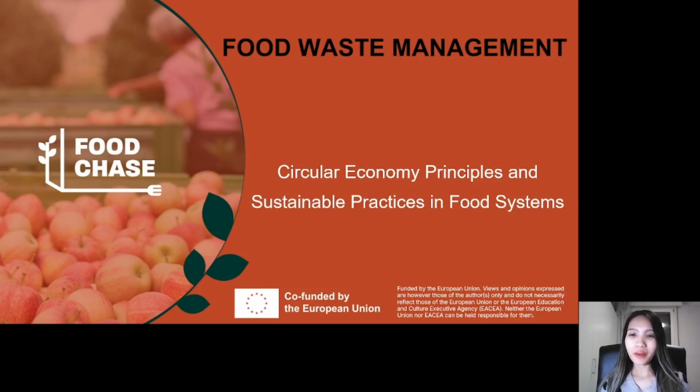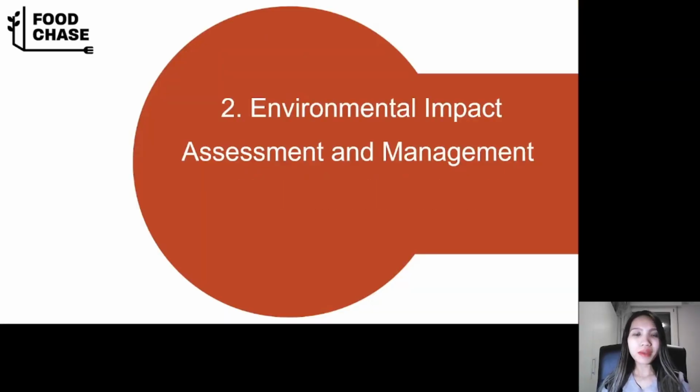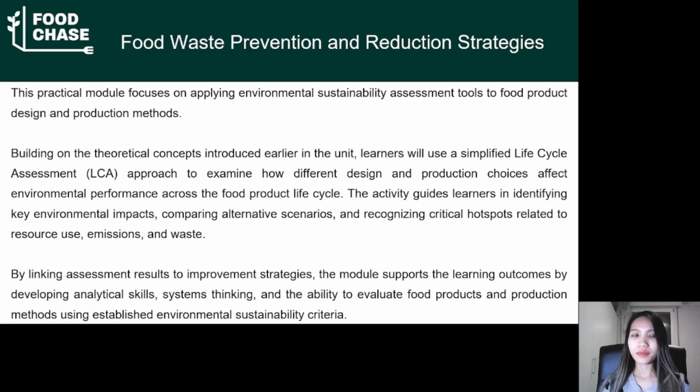This is the practical module of the study unit Circular Economy Principle and Sustainable Practice in Food System. It belongs to the second module, Environmental Impact Assessment and Management. The practical activity focuses on applying environmental sustainability assessment to food product design and production method, building on theoretical concepts introduced earlier in the unit.